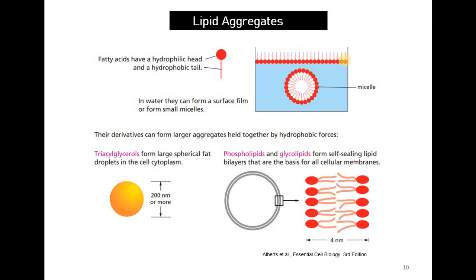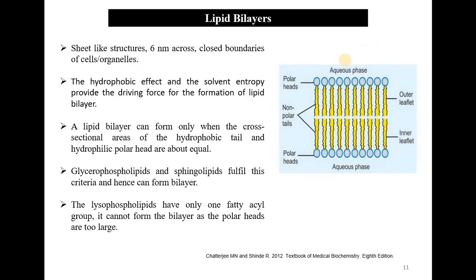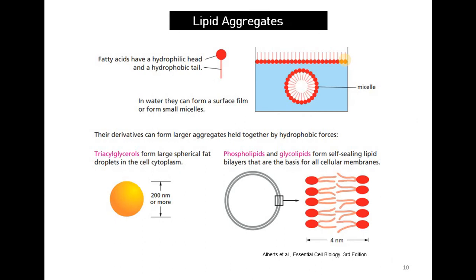If you put them in water, they can form a surface film or a small micelle-like structure, in which the hydrophobic tail is facing inside. However, all the heads are facing the outside. The derivatives can form larger aggregates which are held together by hydrophobic forces. Now you have triacylglycerols which form large spherical fat droplets in the cell cytoplasm. Now phospholipids and glycolipids also have a property to form self-sealing lipid bilayers, which actually act as the basis for all cellular membranes.